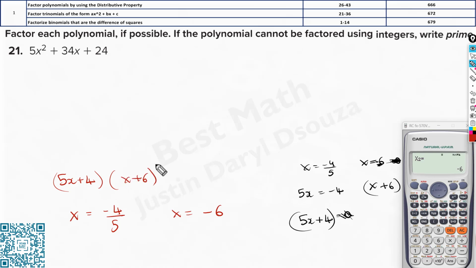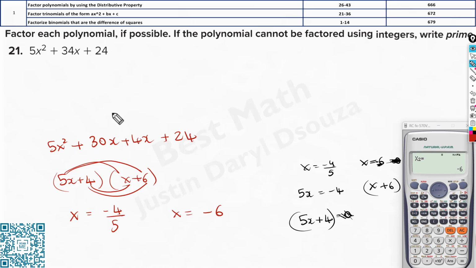Now here you need to know the FOIL method, that's multiplication. This multiplied by this, multiplied by this, here and here. Okay, so 5 times x will be 5x squared plus, then 5 times 6 is 30x, plus 4 times x is 4x, and lastly we have the numbers, 4 times 6 is 24. You got the statement right? Now here if you simplify this, you get the question.